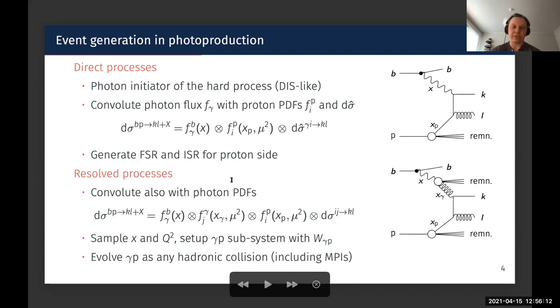And then we have the resolved process. So here, the photon will fluctuate into a hadronic state. And this kind of hadronic state can be described with PDFs as for any other hadron. So to calculate this factorized cross-section, we need to include a convolution with the photon PDFs here. And what we do in Pythia then is that we first sample the photon kinematics here. And then we start to evolve this resolved photon-proton system as any hadronic collision. So it means that we can also have multiple parton interactions with resolved photons.